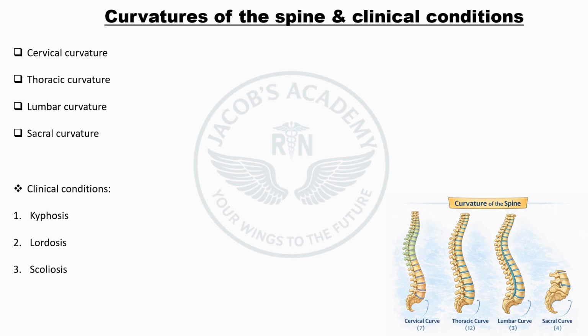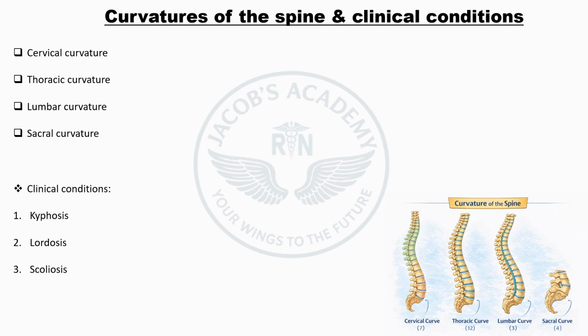Now let us move on to the clinical conditions related to abnormal spinal curvatures. The first condition is kyphosis. Kyphosis is an excessive backward curvature usually seen in the thoracic region. It is commonly seen in elderly patients or those who have osteoporosis. The second condition is lordosis. Lordosis is an exaggerated forward curvature usually in the lumbar region. It is commonly seen in pregnancy, obesity or weak abdominal muscles.